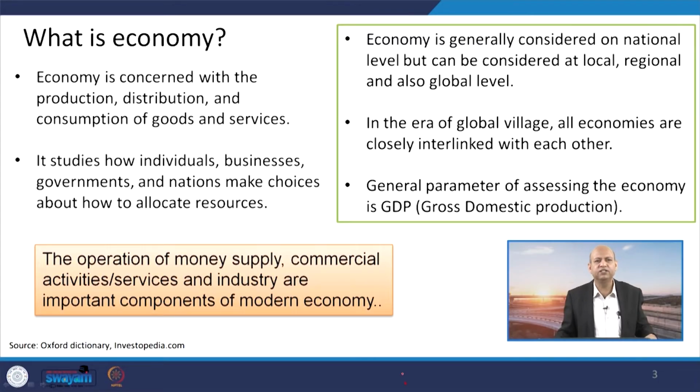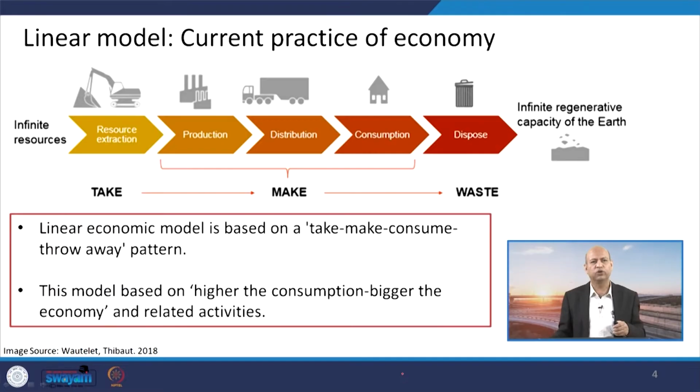But what we study as an individual or in a business activity or as an industry, whether it is government or any organization, not only the individual but any organization, any association, from a very small unit to complex units like governments, we make choices about resources, we allot resources for one activity or another. So, all those kinds of activities are basically economic activities, and in modern economy the money supply, commercial activities or industrial services, products, etc., are the most important components of modern economy.